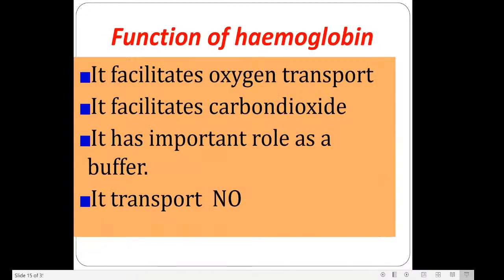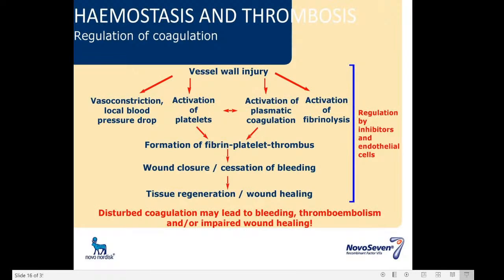Its functions: it facilitates oxygen transport and carbon dioxide transport, and it has an important role in buffering, maintaining the pH of the blood. It is also helpful for nitric oxide transport. Then hemostasis and thrombosis is a very important concept in the blood system.